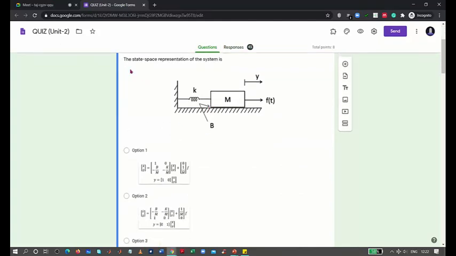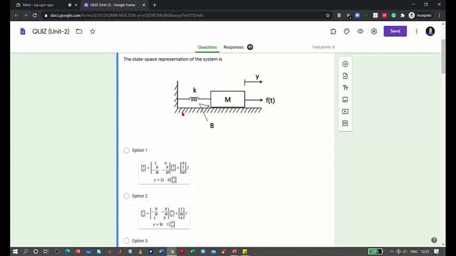So this was the question. The state space representation of a system is, so you were given a mass spring system, and this mass was experiencing a frictional force which had a coefficient of friction given by B. On application of a force F, you were required to obtain the state space representation. This was in fact a question that I discussed in the classroom, and I obtained the state space.